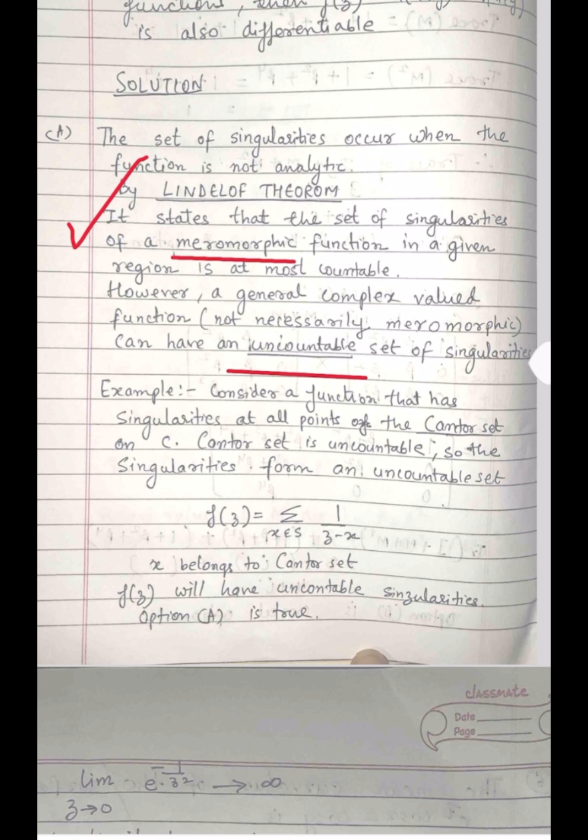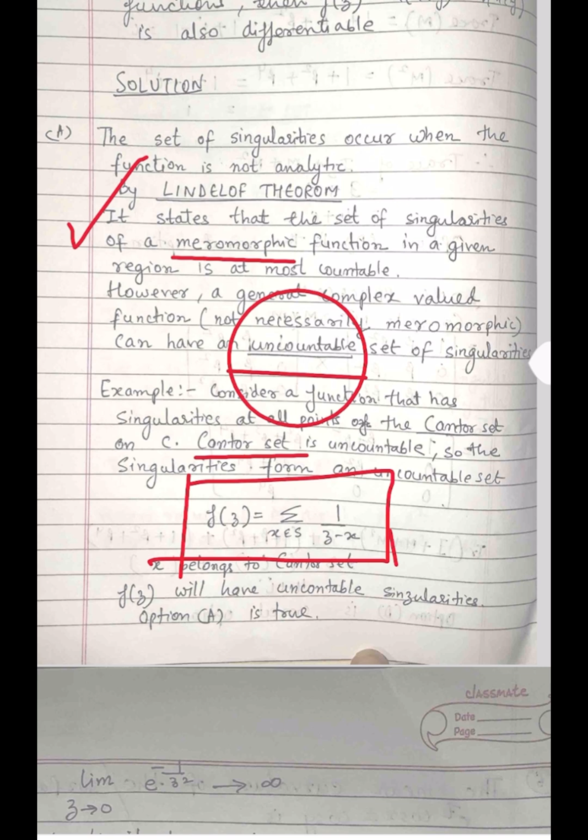This is in any book: Lindelof theorem states that the set of singularities of a meromorphic function in a given region is at most countable. However, a general complex valued function, not necessarily meromorphic, can have an uncountable, this is important, set of singularities. Now let us consider a function f(z) equals the summation over x belonging to S of 1 by z minus x, and suppose our S is the Cantor set. Then we can say this is uncountable.